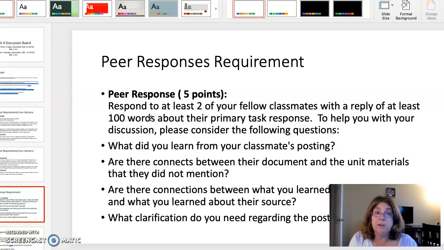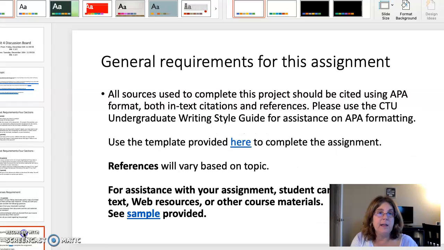within each response. What did you learn from your classmates' post, first of all? Secondly, are there connections between their document and the unit materials that they did not mention? I love this question. I think it's thinking outside the box. Thirdly, are there connections between what you learned from your source and what you learned from their source? And lastly, what clarification do you need regarding the post? So that is what is due on the 10th.